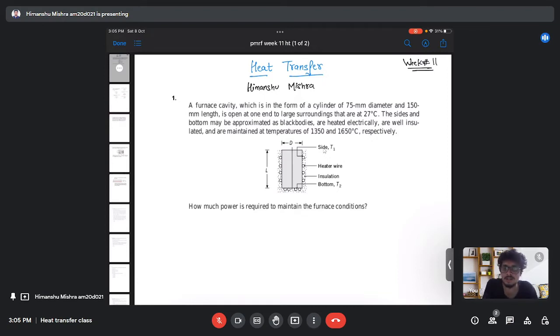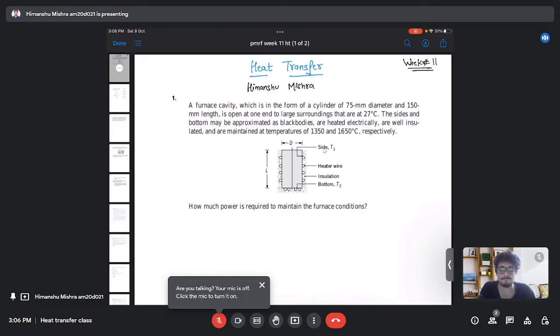In the first question, there is a furnace cavity in the form of a cylinder, 75 mm in diameter and 150 mm in length, open at one end to large surroundings that are at 27 degrees Celsius. The sides and bottom may be approximated as black bodies, are heated electrically, are well insulated, and are maintained at temperatures of 1350 and 1650 degrees Celsius respectively. We need to find the power required to maintain the furnace condition.